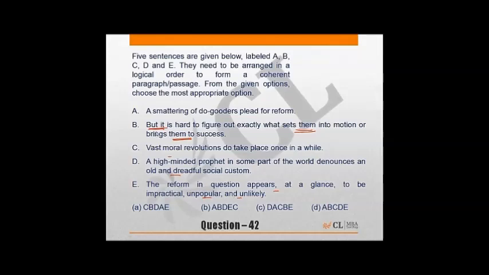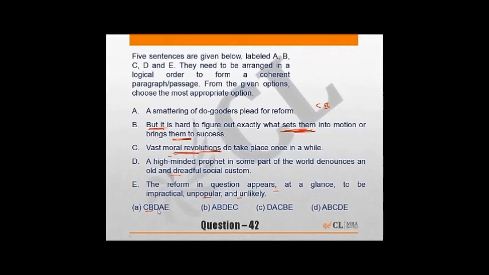Okay, so just look at C and B. B says it is hard to figure out what exactly sets them into motion. C talks about vast moral revolutions do take place once in a while. So C, B are connected. Vast moral revolutions take place once, but it is hard to figure out what exactly sets them into motion. What sets them into motion refers to the moral revolution. So C and B have to be together.